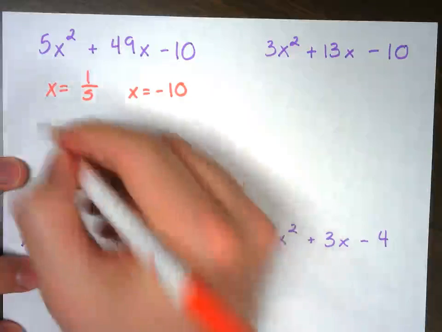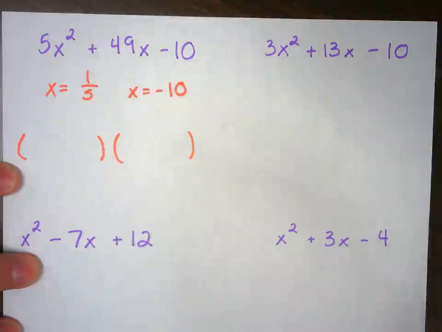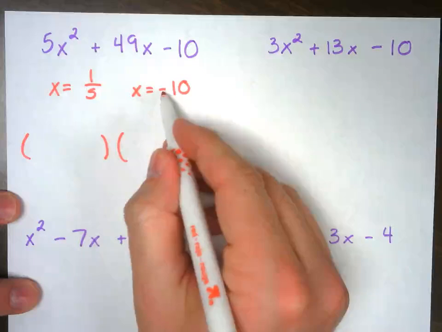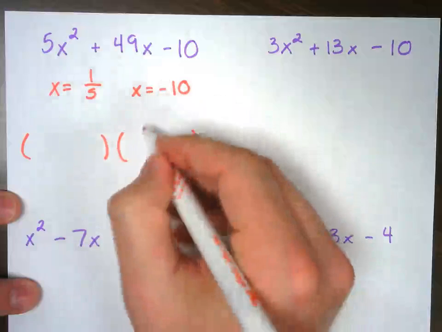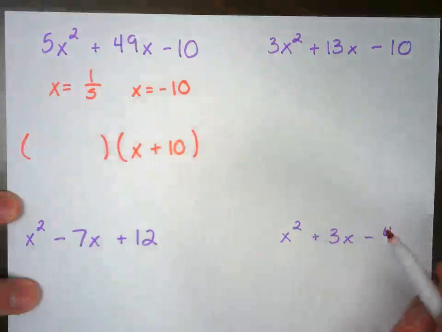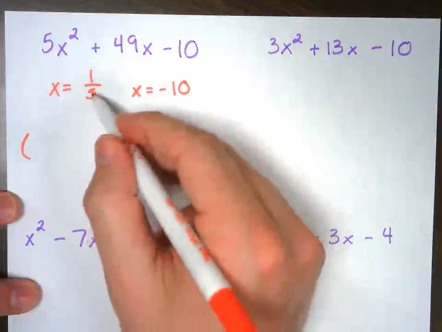Now we have to turn these into factors, and what that looks like is you have to have parentheses. Remember, factors have parentheses. This is the easier one, so again that's -10, so we write it in factor form. We just take the opposite, x plus 10. Notice the opposite going on there. With fractions, we've talked about this in class.